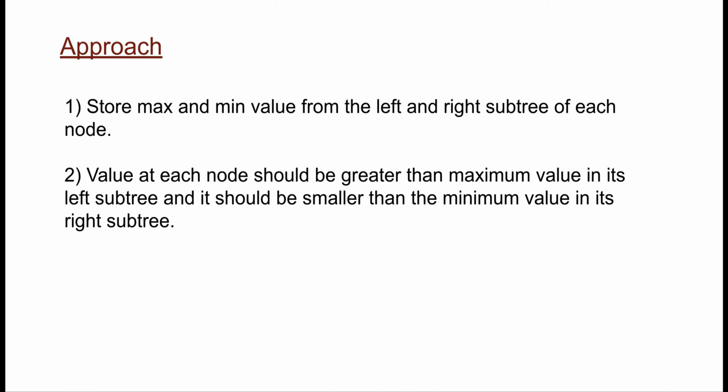Now let's talk about the approach that we'll use to solve this problem. Value at each node should be greater than the maximum value in its left subtree and it should be smaller than the minimum value in the right subtree. So for each and every node we have to basically keep track of the maximum value on the left subtree and the minimum value on the right subtree.